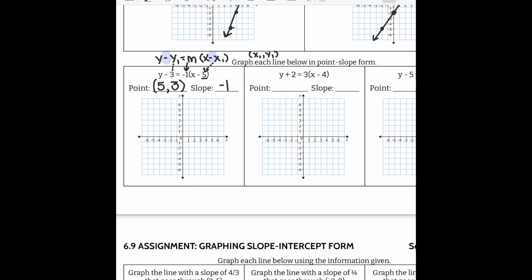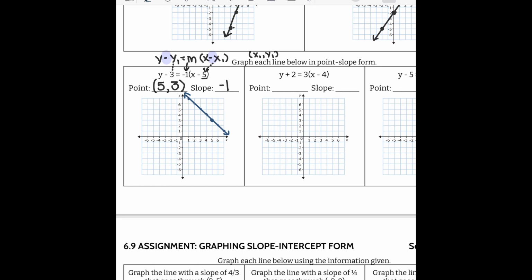So just like the last 4 problems, I'm going to go plot the point 5, 3. So right 5 up 3. And then I need to give it a slope of negative 1. So I can either go down 1, right 1, or up 1, left 1. And it's the exact same line. And that's my line. So it's just a matter of reading point slope form and then putting that information on the graph.